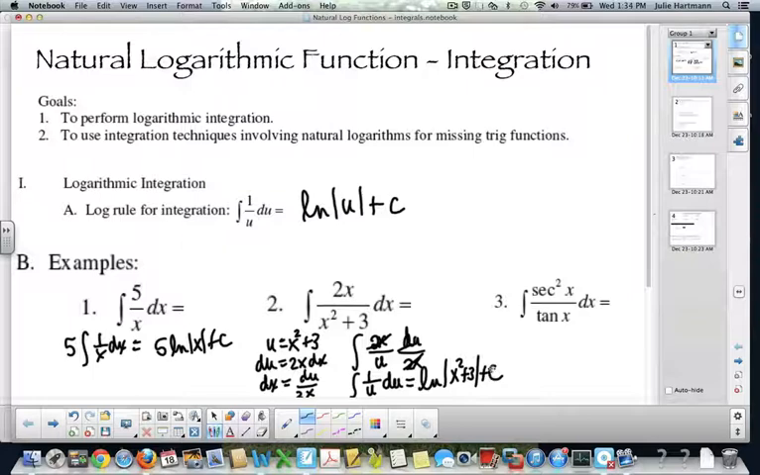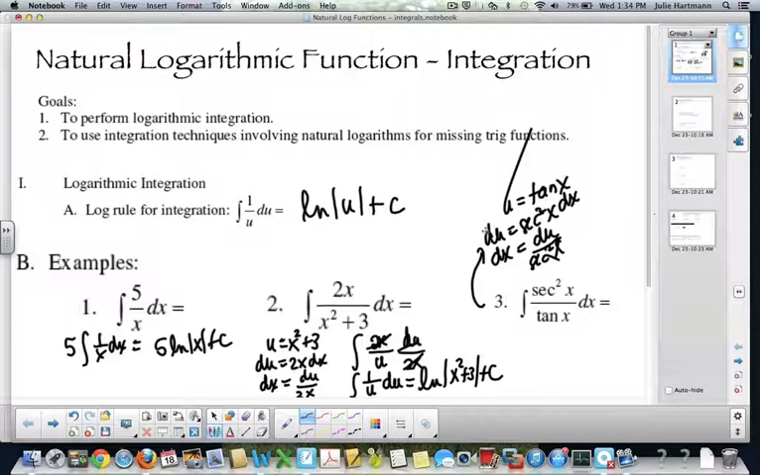Number 3, secant squared and tan. You want to think, oh gracious, is there a derivative in there of one of them? Is one of them the derivative of the other? Yes, the derivative of tan is secant squared. So you would let u equal tan of x. Du is secant squared of x dx. So dx is du over secant squared. So you have the integral of secant squared over u times du over secant squared. Those cancel. Now you're taking the integral of 1 over u, which is ln of the absolute value of u. So ln of the absolute value of tan x plus c.